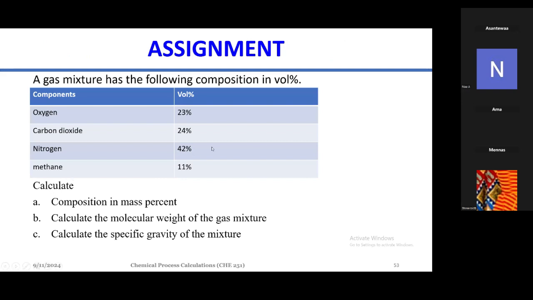You can use Excel. I think Doc also has a different assignment for you people. One more thing for gases, mole fraction or mole percent is equal to volume percent. So for this question, the volume percent here is similar to mole percent.